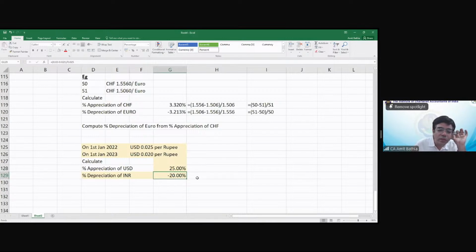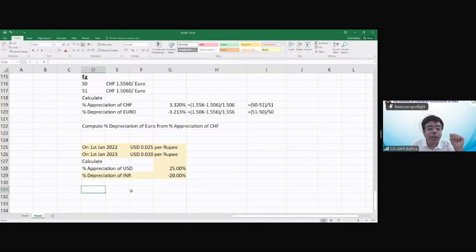Yes, sir. Clear, sir. Okay. And when you have one of the appreciation or depreciation available to you, from that you can calculate the other one. So let us complete that particular element over here, and then we can go to the next concept. We'll start solving a couple of assignment problems in that case.